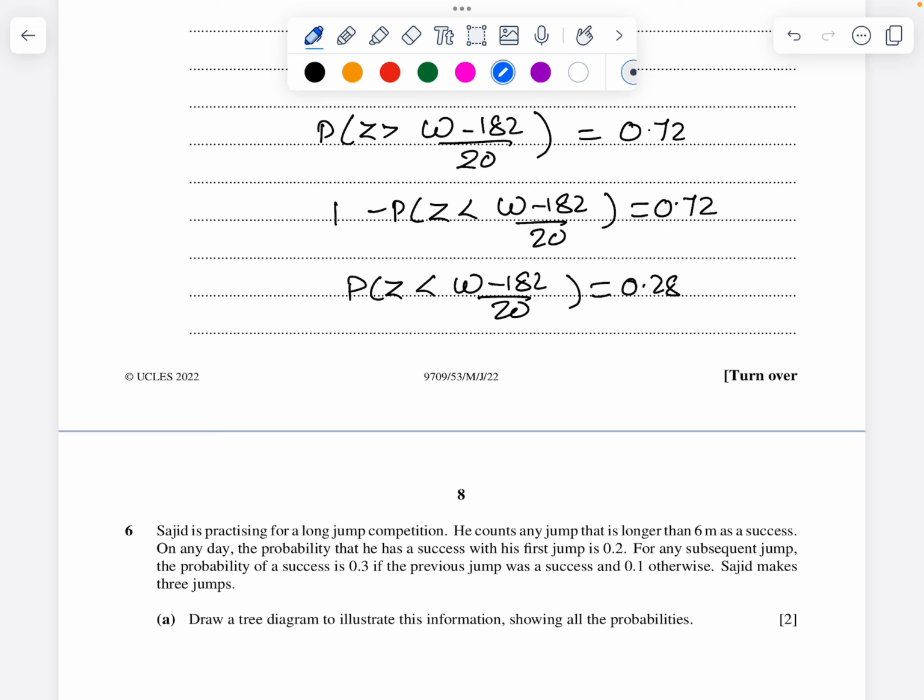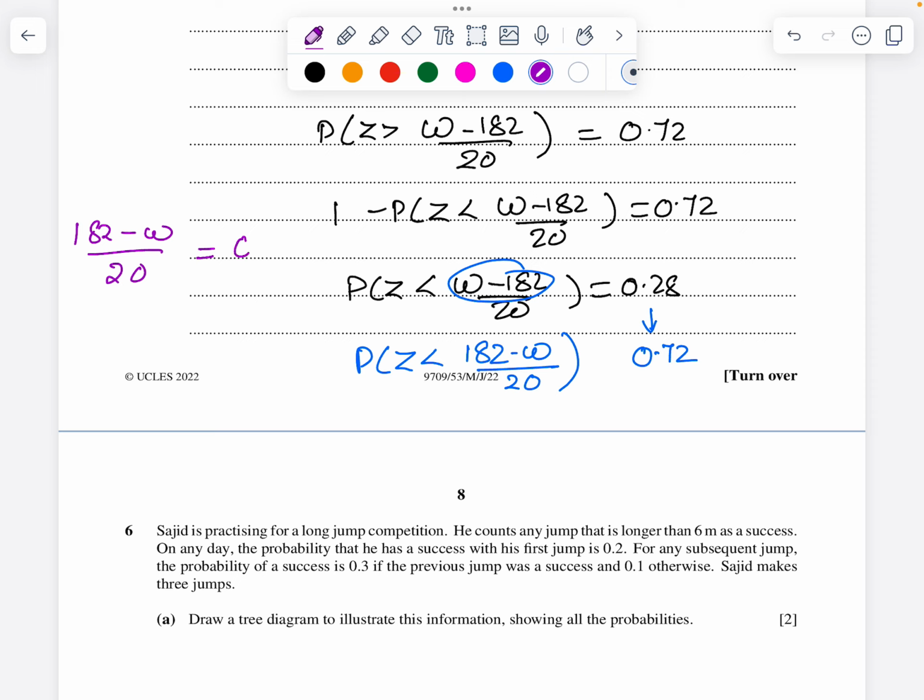But this 0.28 is not there in the table. So write it as 0.72 again, but when you are doing that, swap this one: (182 minus W) by 20. So use the table. You'll be getting (182 minus W) by 20 equals 0.583. From there, you get the value of W as 170. That's going to be the answer.